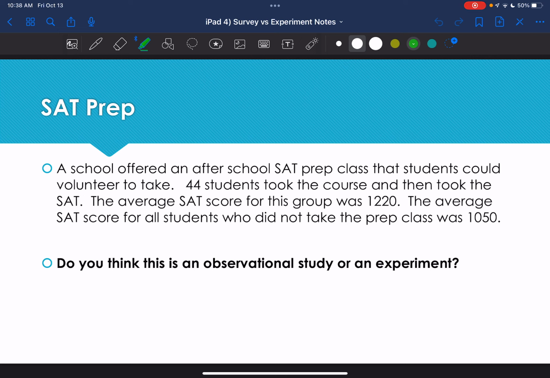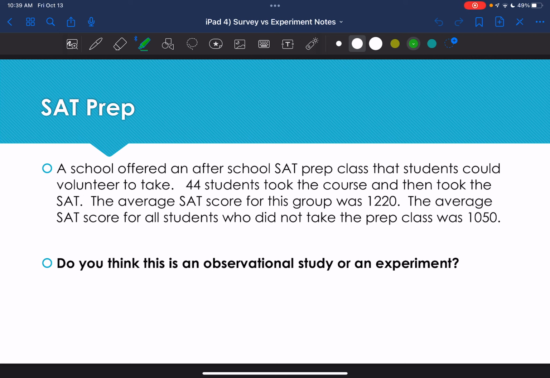A school offered an after-school SAT prep class that students could volunteer to take. 44 students took the course and then took the SAT. The average SAT score for this group was 1220. The average SAT score for all students who did not take the prep class was 1050. Observational study or experiment?